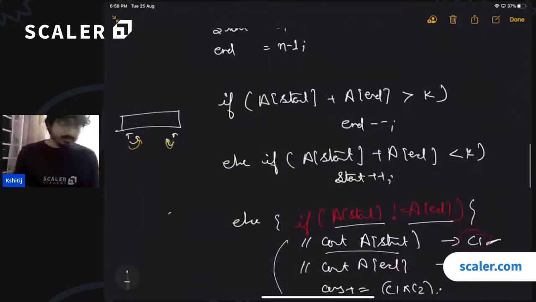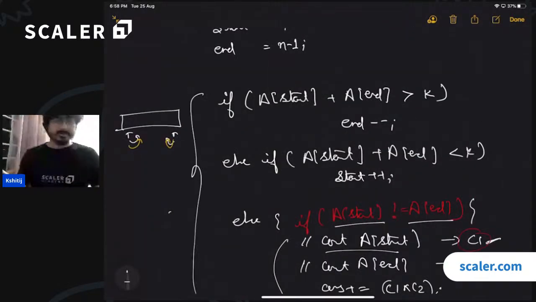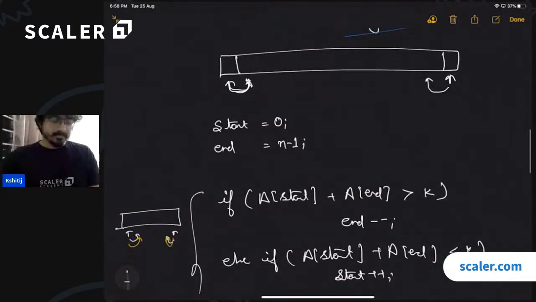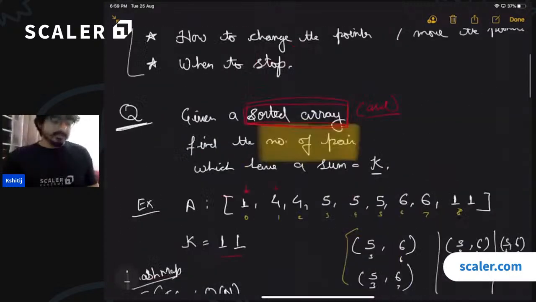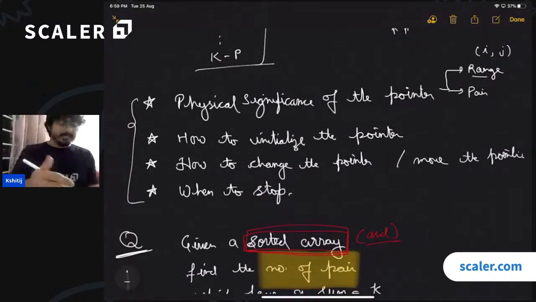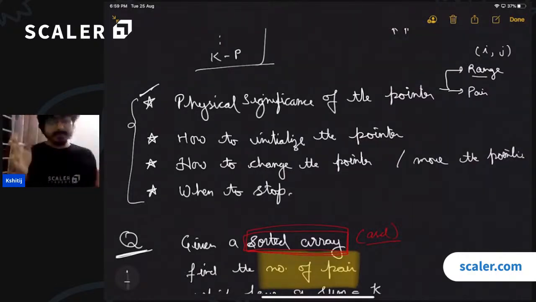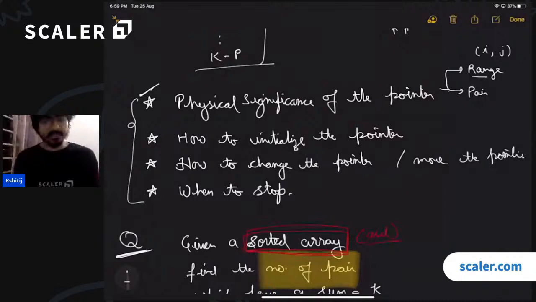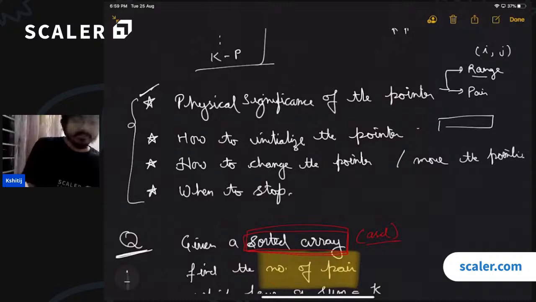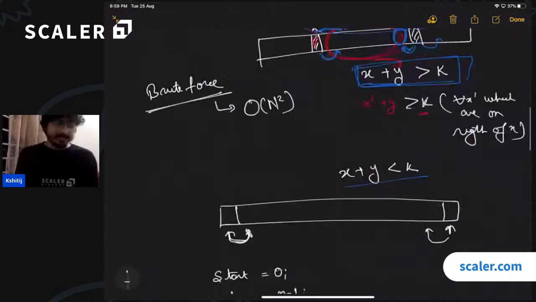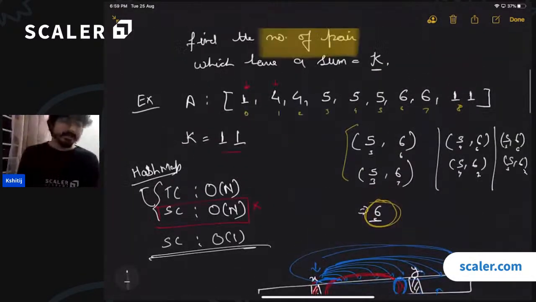Now the question is, how many times do we need to do this whole thing? First of all, let us go back to the points that we have written. Is everyone clear about the physical significance of the pointers? The pointers are representing pairs. I is pointing to one element, J is pointing to one element, so the pointers represent a pair. How do we initialize the pointers? One pointer from the start, the other from the last. How do we change the pointers? Based on the cases, we either increment one pointer or decrement the other.